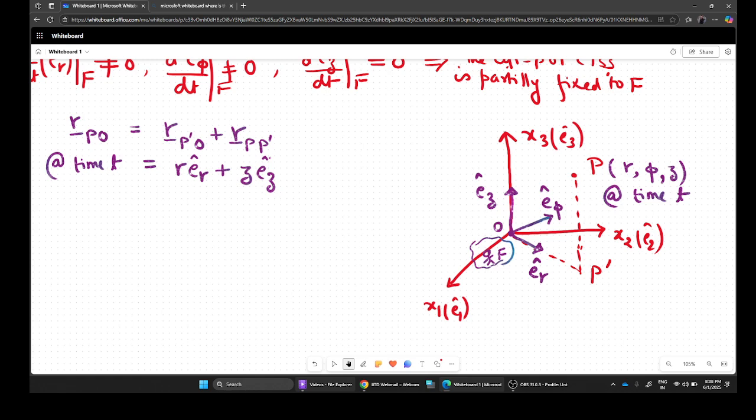Note that it doesn't mean phi is not important. The location of point P does depend on phi also. In fact, the dependence comes through the fact that ER is pointing along the P prime O direction, the direction of RP prime O. Okay, this is the position vector. Now, as I said earlier, my real intent here is to find VPF. Now, VPF will be this.